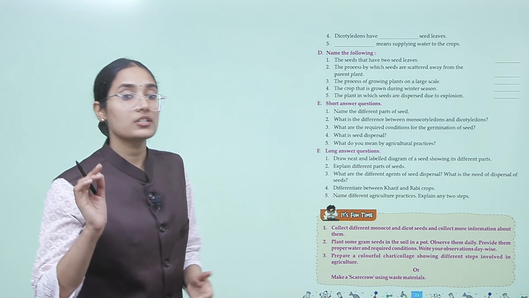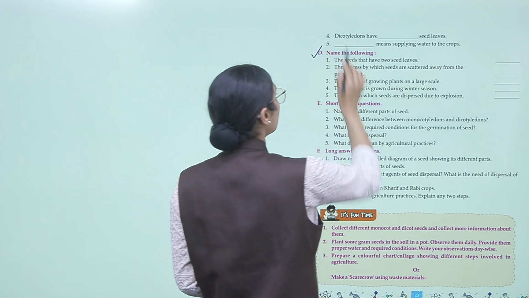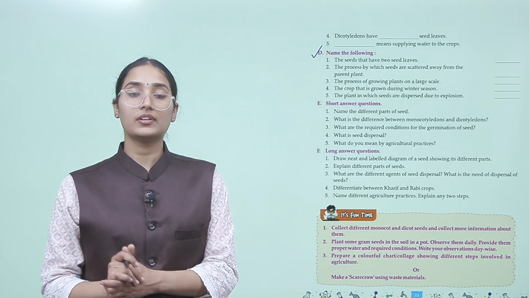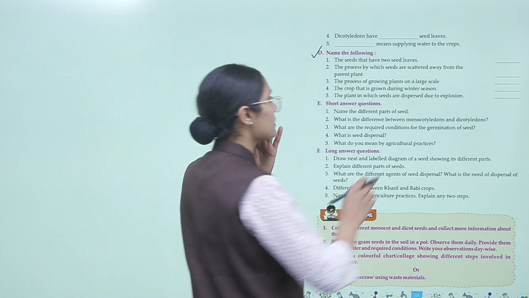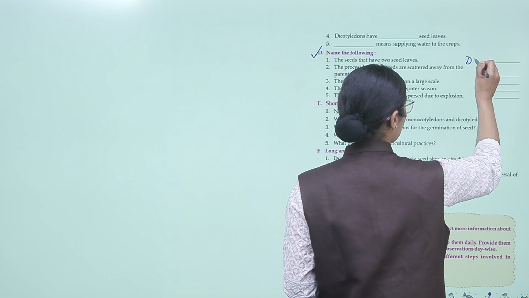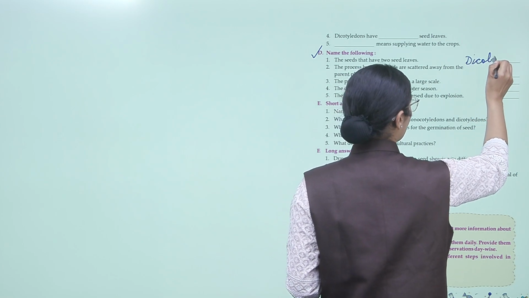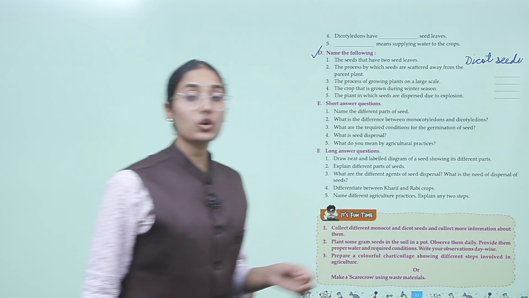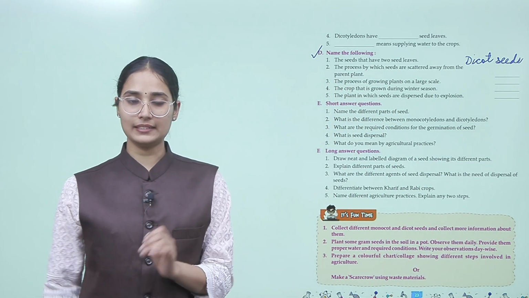Next question is name the following. So the seeds that have two seed leaves, what are they? These are dicot seeds. Dicot seeds. And they are also called dicotyledonous seeds.